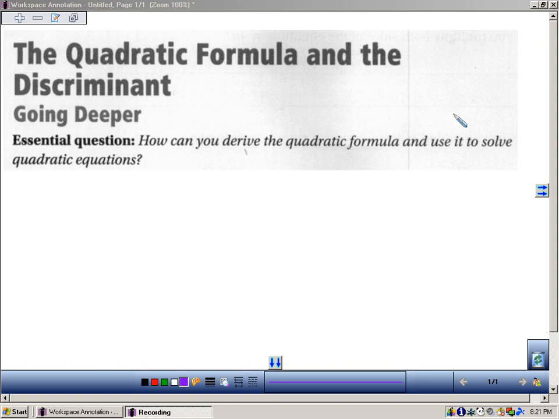So, section 8.9. Let's see what page that's on. It looks like it's on page 471, so I'll write that down. That's the page number. And the essential question here is, how can you derive the quadratic formula and use it to solve quadratic equations? Well, the quadratic equations that we've been solving have been in this form.